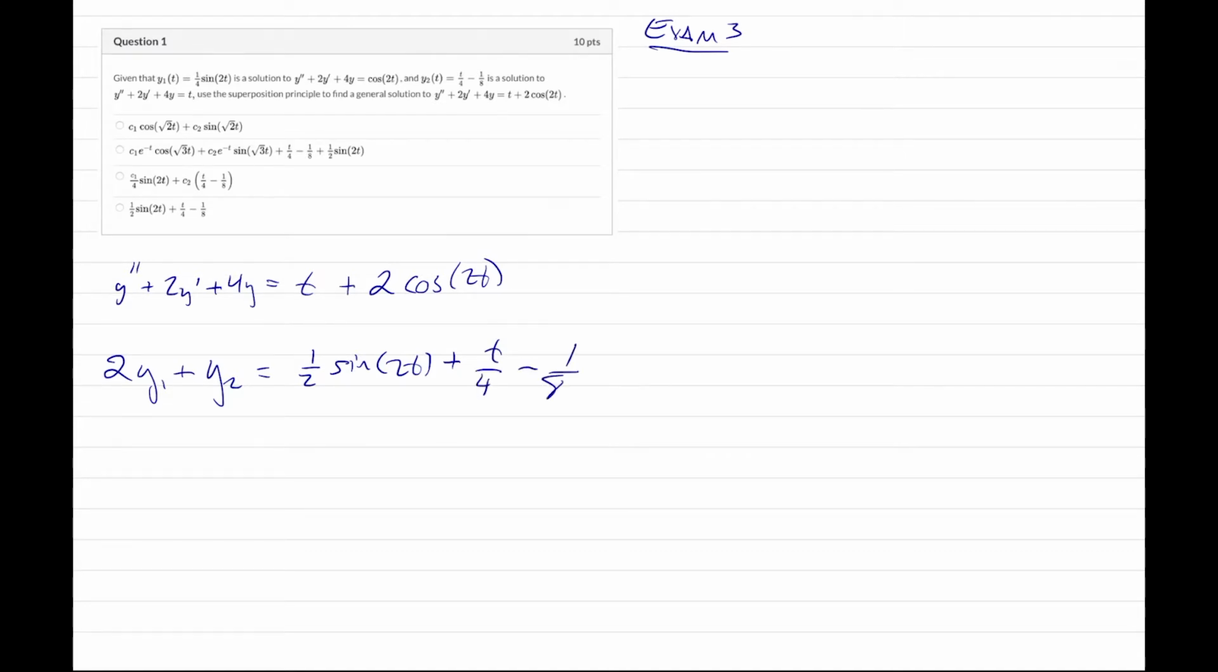And if you were hasty and didn't read the question slowly and carefully, then you would say, aha, well, that guy is right here. Unfortunately, I asked for the general solution. So that means we need to find the homogeneous bits so we can add C1 and C2. Alright, so what is the homogeneous solution to this differential equation? It's y double prime plus 2y prime plus 4y equal to 0.